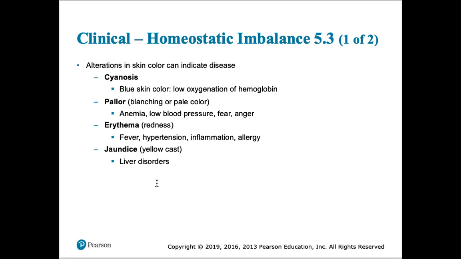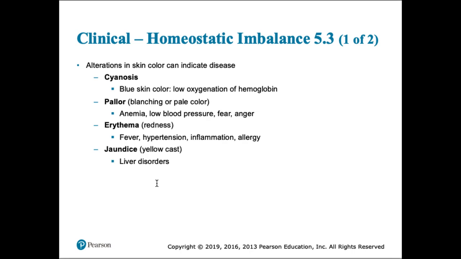There are some alterations also to think of in skin color that can indicate disease. There's one called cyanosis. That's that blue skin color. That means you have low oxygenation of hemoglobin. You can have what we call pallor, which is blanching or a very pale color. That can be caused by anemia, low blood pressure, fear, anger, different things like that.